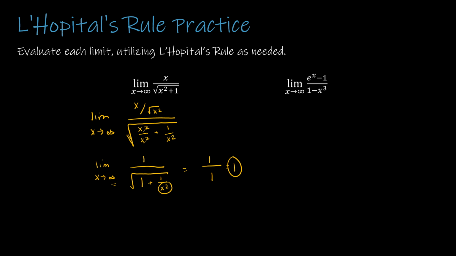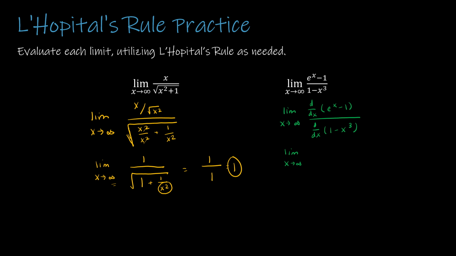Let's look at the second question. For the second question, again, if I try direct substitution, it's not going to work right away. But this one I am going to use L'Hopital's. So I'm going to take the limit as x approaches infinity, and I can say the derivative with respect to x of e to the x minus 1, and then the derivative with respect to x of 1 minus x cubed. Keep writing that limit until we find the limit.